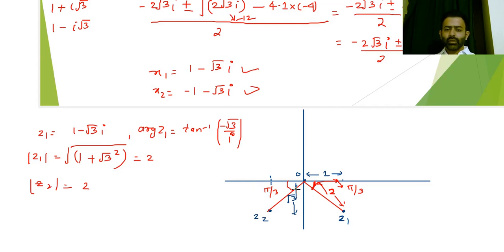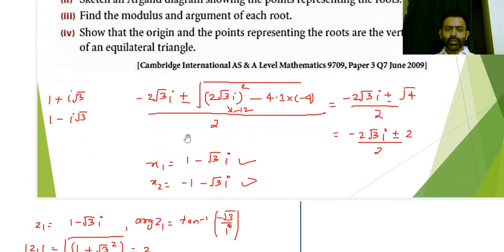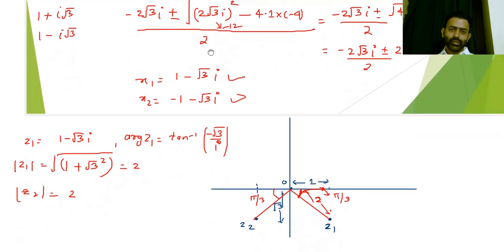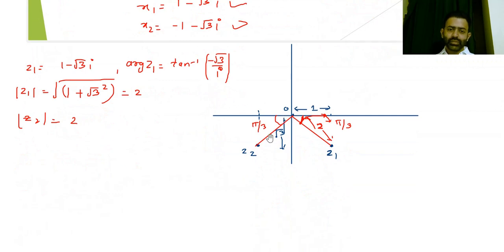right? Now it says in the last part to show that the origin and the points representing the roots are the vertices of an equilateral triangle, right? So basically z1, z2 and O are forming an equilateral triangle. How we can prove this? Right, there are two ways to prove this.